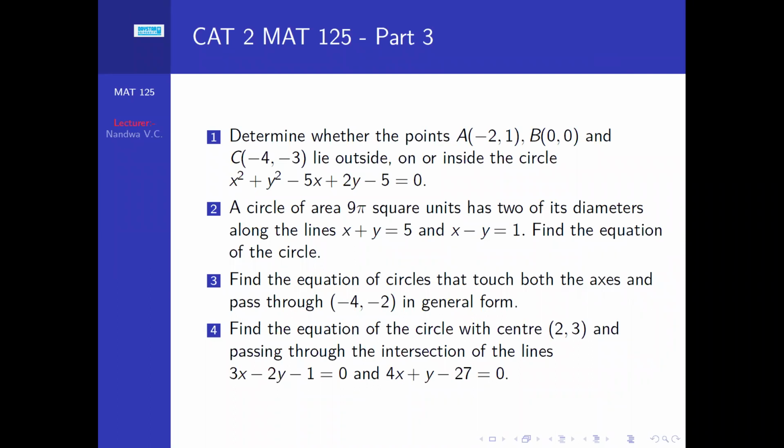So you have to determine whether the points A, B, and C lie outside, on, or inside the circle. Then question 2 is also testing on circle. Question 3 is on circle, and also question 4 is testing on circles.